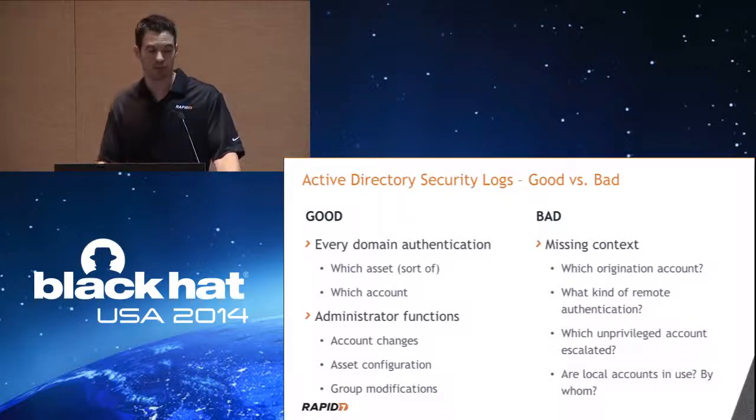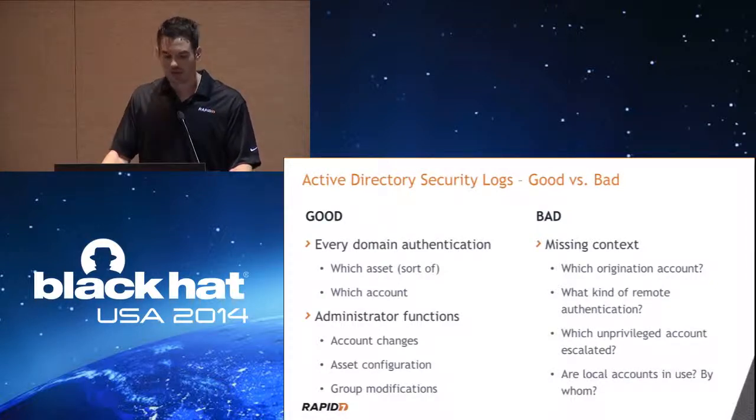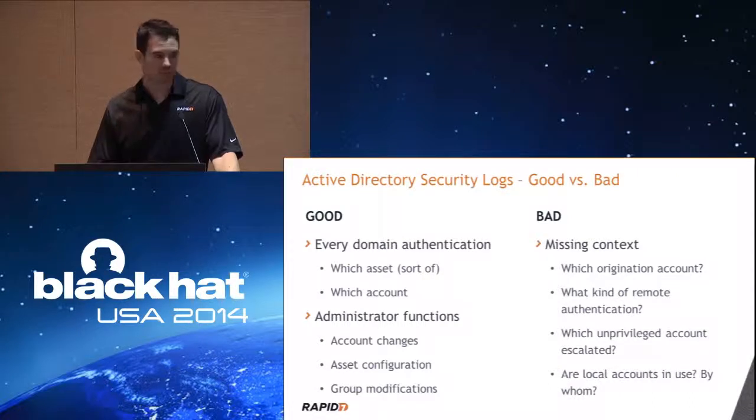Administrative functions, these are really good out of the audit logs, seeing when somebody's promoted to domain admin, seeing if various changes are done, they're added to a group, or someone changes the configuration on a system. All of that is great, and we still use that today to detect malicious activity. But what's bad is you don't have the origination account when there's an impersonation. You don't know details about what kind of remote authentication. It's kind of just the fact that it was on the network. You don't know which unprivileged account became the domain admin when that was authenticated. And you have no idea.